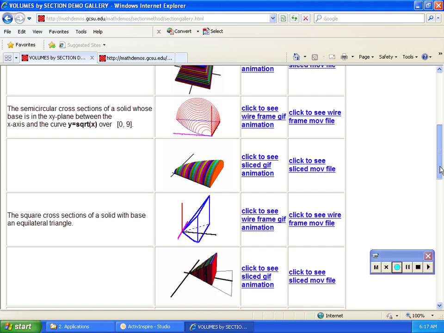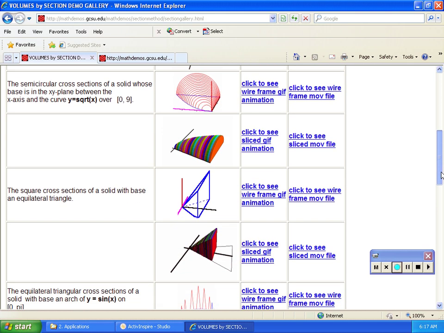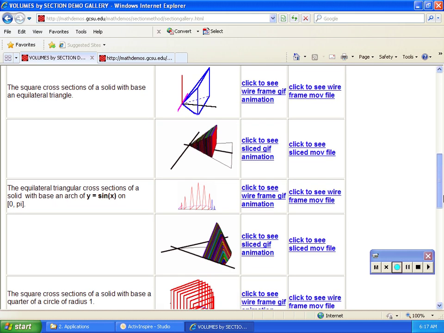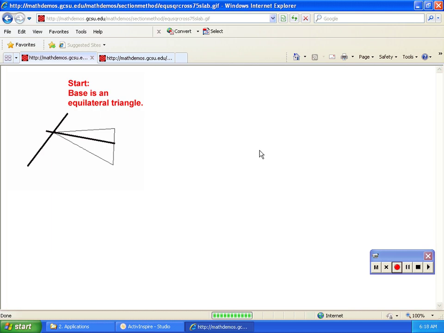Just a couple more, and you can go to this website if you can read the website link at the top. Let's look at this one right here. The square cross sections of a solid base. The base is an equilateral triangle. Remember I said how they like that. So the base is an equilateral triangle, and the cake is going to be in the shape of squares. So let's see what that looks like. All right, there's your equilateral triangle, the x and the y axis, and here we go. We're building our cake. It's made out of squares.